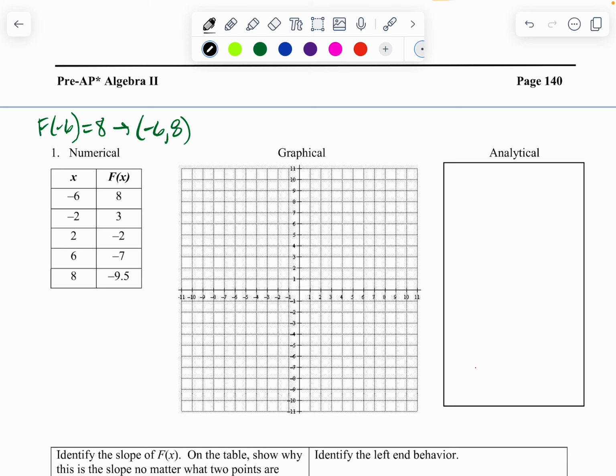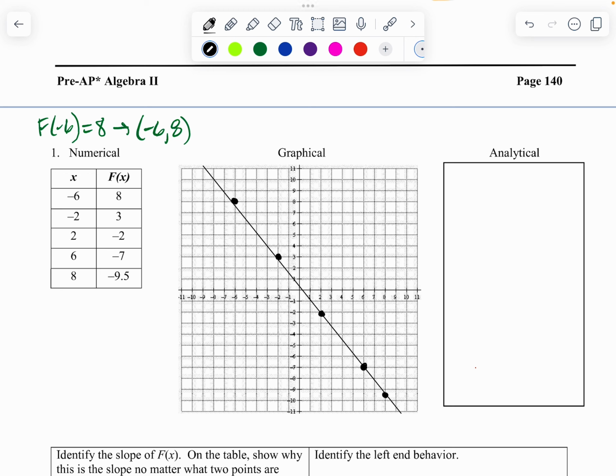I'm going to graph the points negative 6, 8, negative 2, 3, 2, negative 2, 6, negative 7, there it is, and then 8, negative 9.5, which is a little bit less than what we've been doing. Okay, and then I'm going to connect these. I can see that these clearly form a linear function.